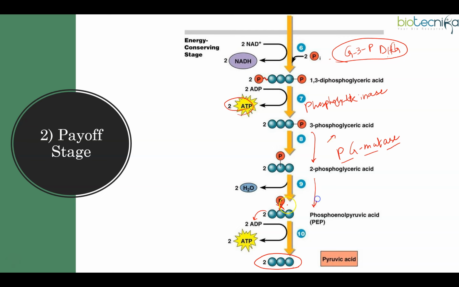In the next one, an enol group is formed, a high energy enol group, hence the name enolase, where a water molecule is removed. So this is a dehydrogenation reaction and a dehydration reaction. And pyruvate kinase, this is the last enzyme. Since ATP is produced here also, that is why it is called a kinase.